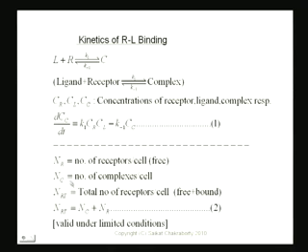If you remember, we said that we don't want to express this in terms of concentration, we want to express this in terms of numbers. So Nr is the number of free receptors, Nc is the number of complexes, and Nrt is the total number of receptors, which includes both the complexes and the free receptors.